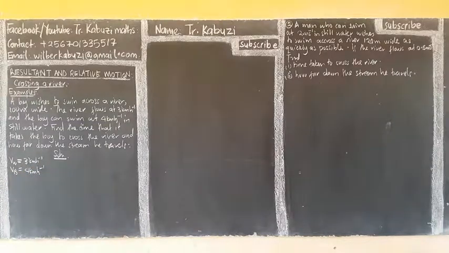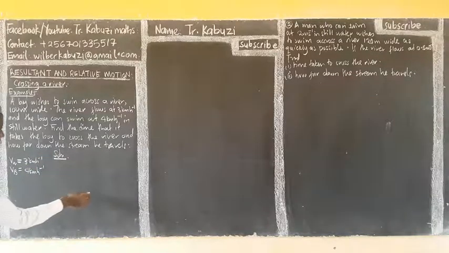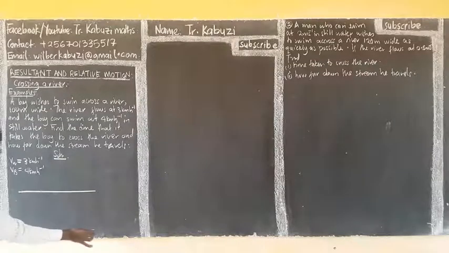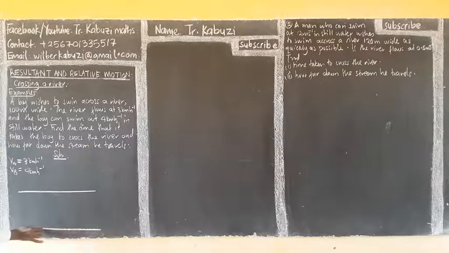In still water, find the time it takes the boy to swim across the river and how far down the stream he travels. So there we first draw our river. This is going to be our river. It's going to look like that. So from there, you can see they are telling us that this one is 100 meters wide.